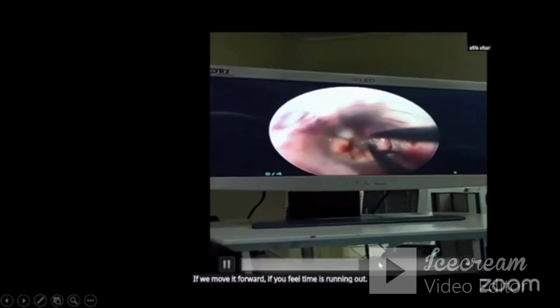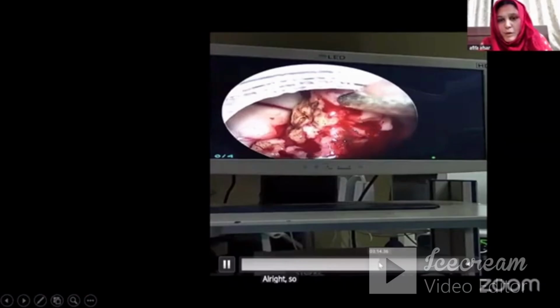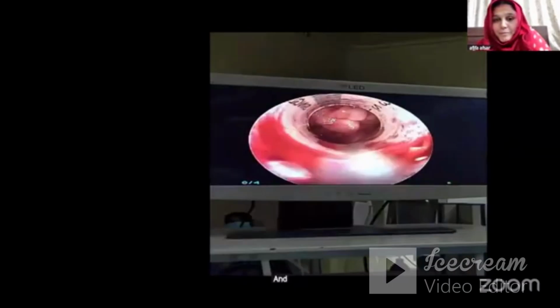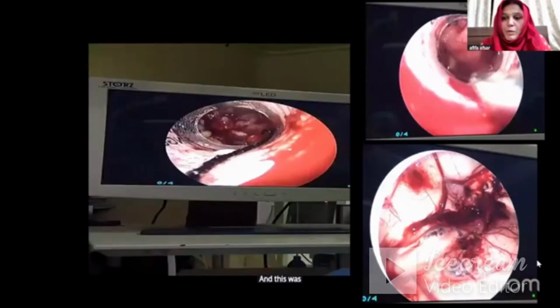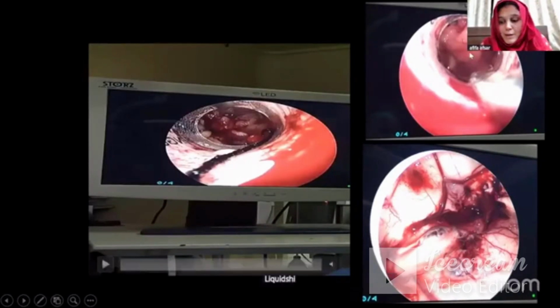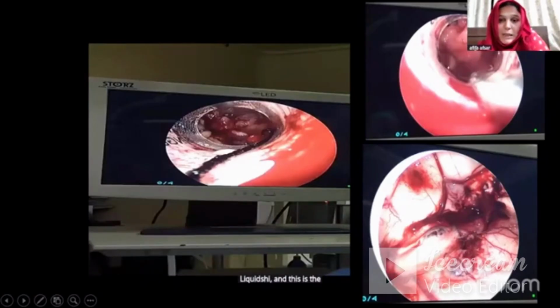All right. So we removed it with the help of the ultrasonic aspirator. And this was our post-op picture. This was the clear surgical bed that you could see. And this is the per-operative imaging that we did.